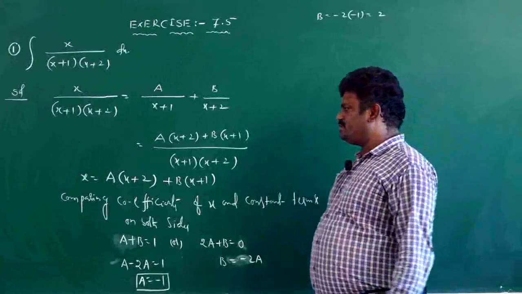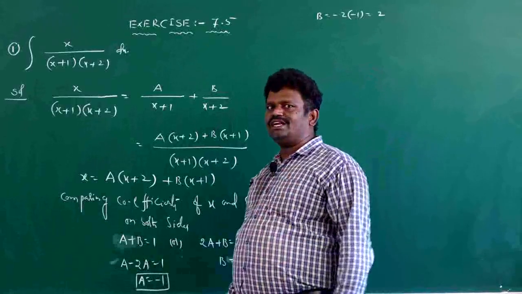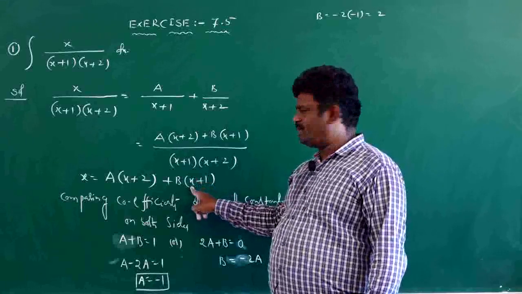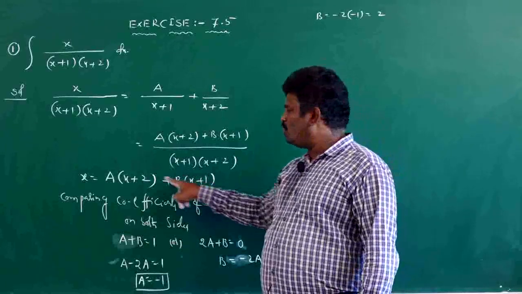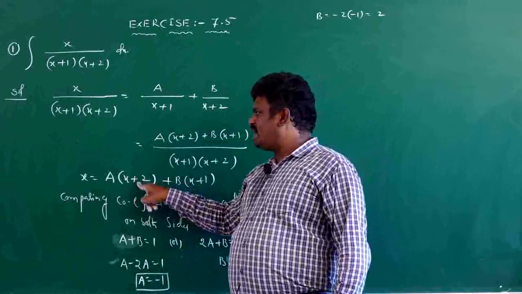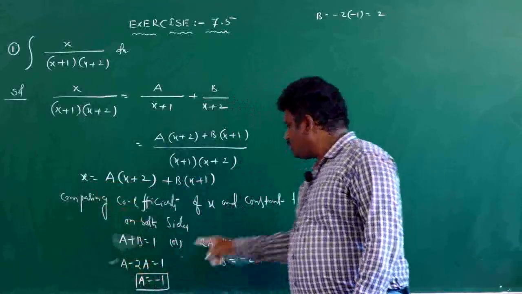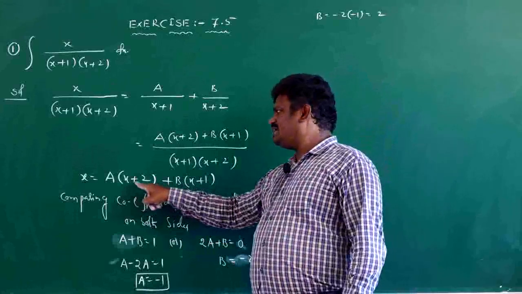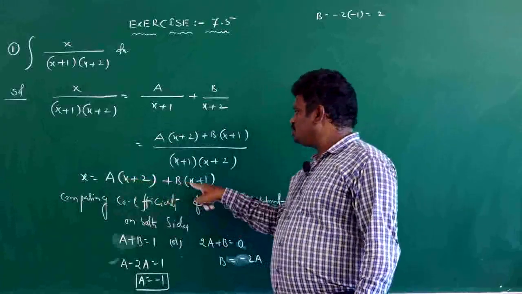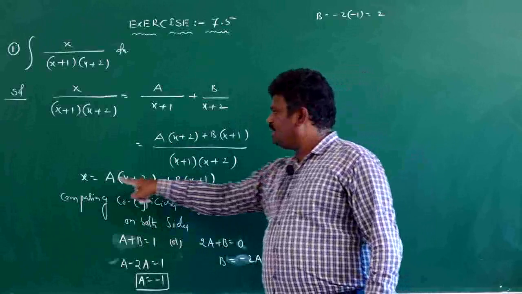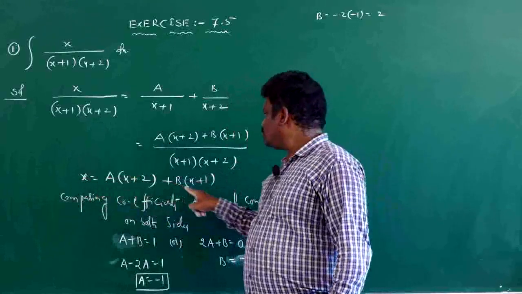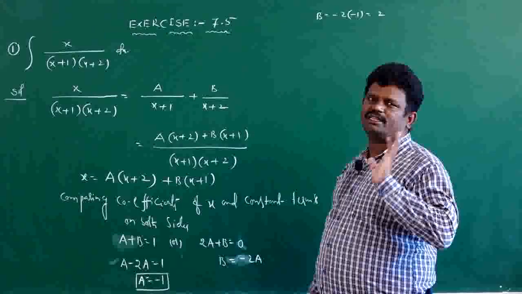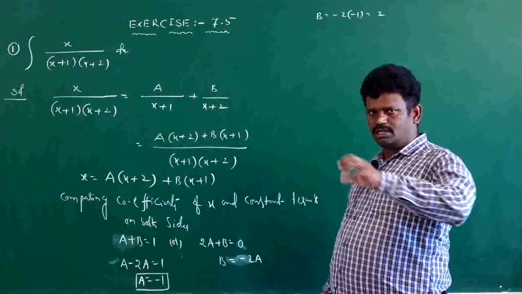The simple method means if you substitute a value and eliminate one term, suppose here put x is equal to minus 1, this term becomes 0. So minus 1 plus 2, a is equal to minus 1. Put x is equal to minus 2 in that equation: minus 2 plus 2 is 0, so a becomes 0. So minus 2 plus 1 is minus 1, and here it is written minus 2. So minus b equals minus 2, b is equal to 2. That is the easy method. In the next problem I will explain that method only.